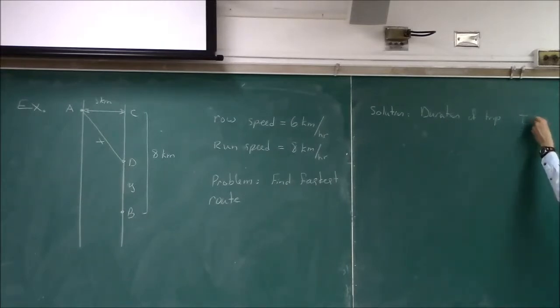Is t. It's the total amount of time you traveled, and it's equal to t on the boat plus t when you were running. Do you agree? So some amount of the trip you were rowing the boat, some amount of the trip you were running. So far make sense?